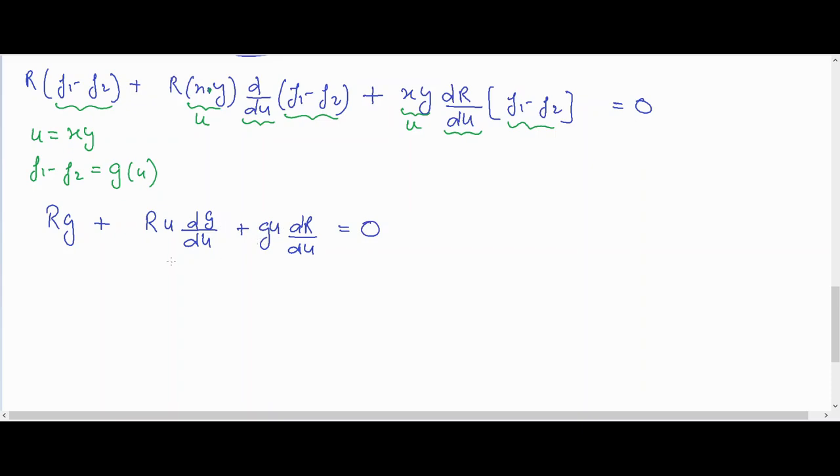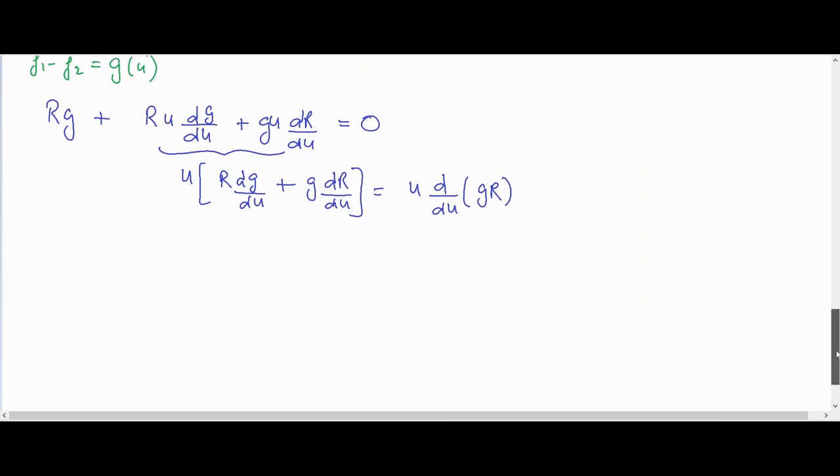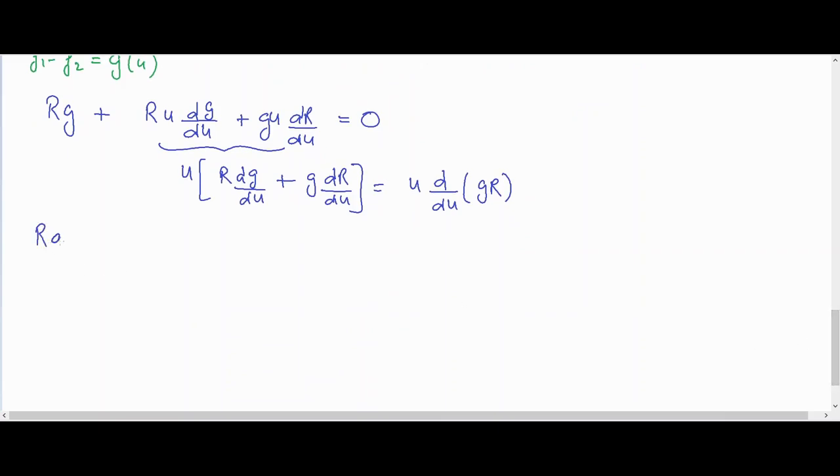So now from here we are going to take u common, and we can write this as u common, r dg by du plus g dr by du, right? And in fact this thing is equal to u times derivative with respect to u of gr, right? So let's write this all down. So our equation is now rg plus u d by du of gr is equal to 0.